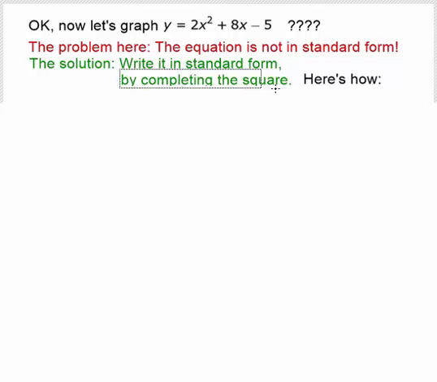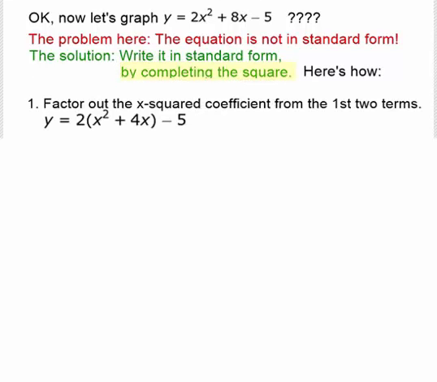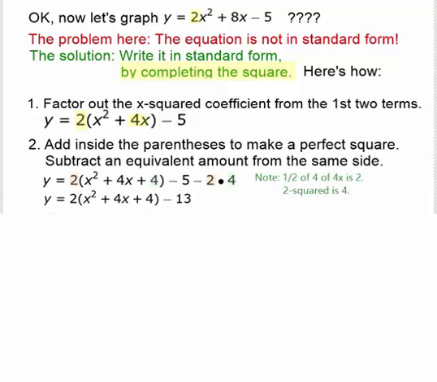And here's how we do it. First, we factor the coefficient on x² out of the first 2 terms. We factor the 2 out of the x² and the 2 out of the 8x. Well, 2 times 4x makes the 8x. So we have 2(x² + 4x) - 5. Now we want to complete the square on the x² and x terms and make it into a perfect square that we can factor, and that'll give us our standard form.